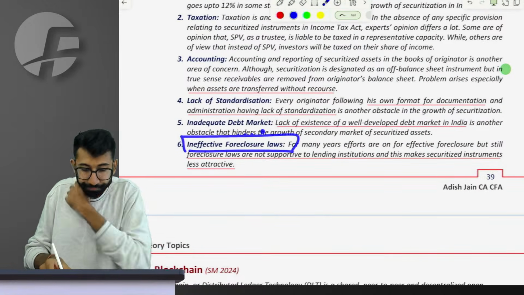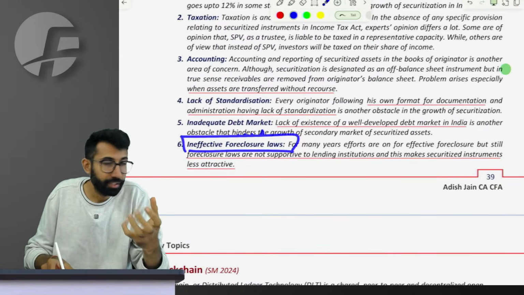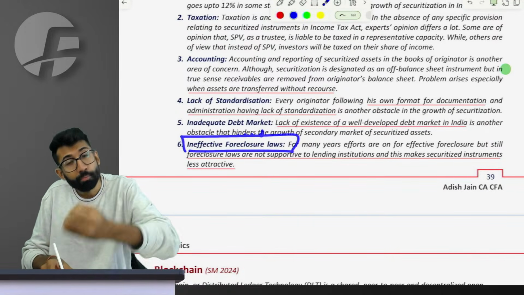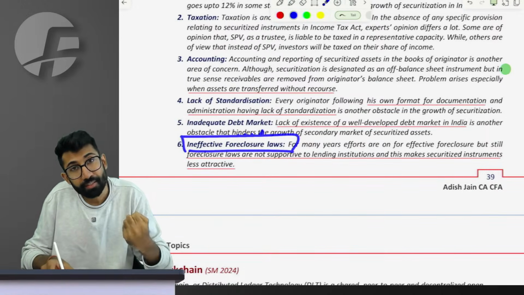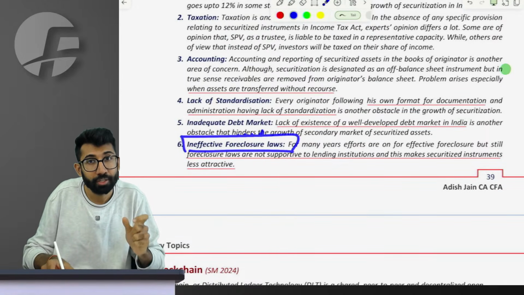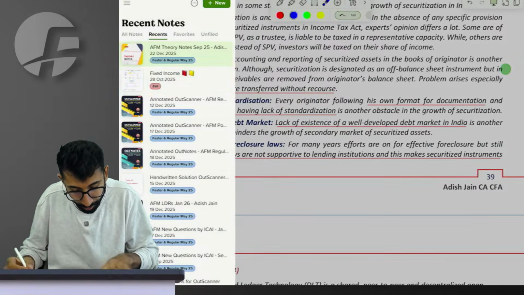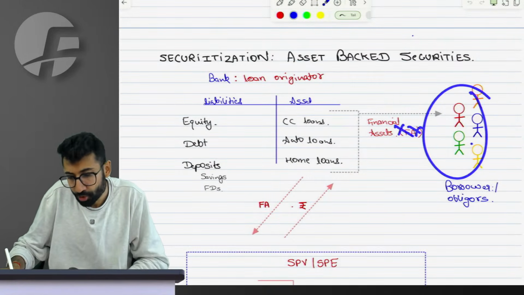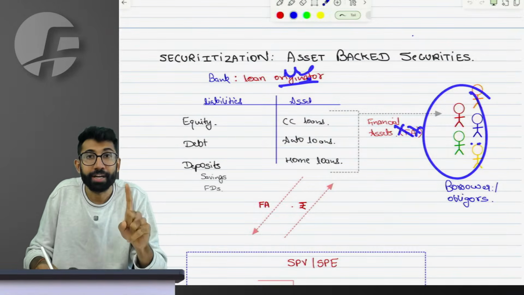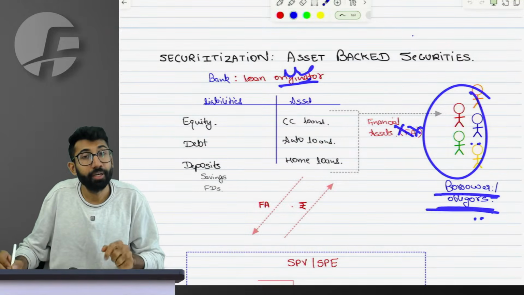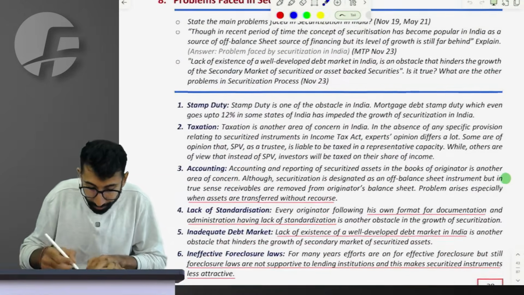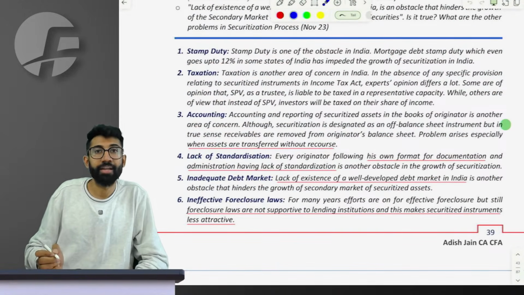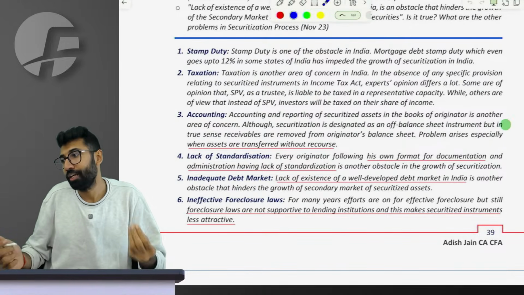Ineffective foreclosure laws. Suppose the obligor has defaulted; the law which allows the originator to foreclose or seize the property of the obligor, there have been ineffective laws for that. What I'm trying to tell you is, when this particular person defaults and is not able to make the payment, suppose it is a car loan, the originator should ideally have a right to seize the car of the borrower, of the obligor. But there are ineffective laws to do that, which is becoming a hindrance to the growth of securitization.